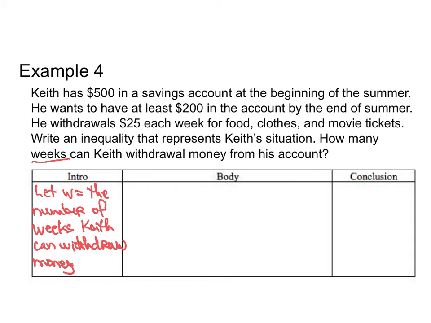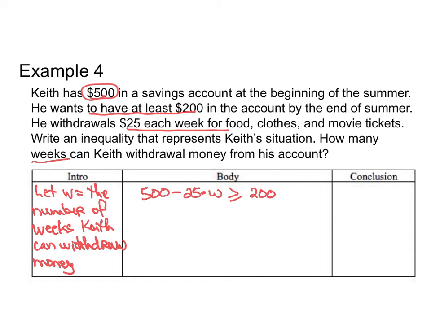Okay. Now let's go through and annotate. So he starts with $500 in his account. He wants to have at least $200. And then he withdraws $25 per week. So he has $500. He's taking off $25 per week. Do we know how many weeks? No. So I'm going to put in W there. And he wants to have at least, so that's going to be greater than or equal to the $200. So he wants to have $200 or more. It's okay to have the or more, just not the less.